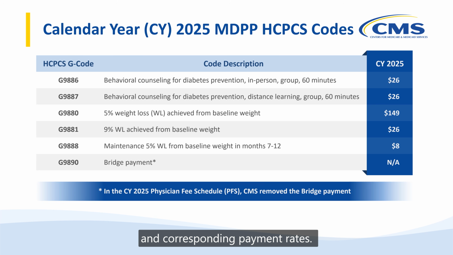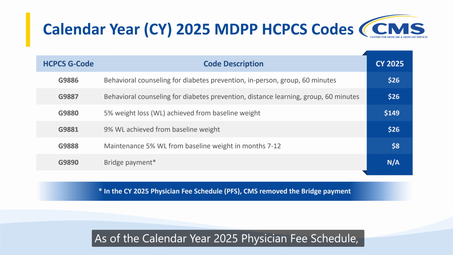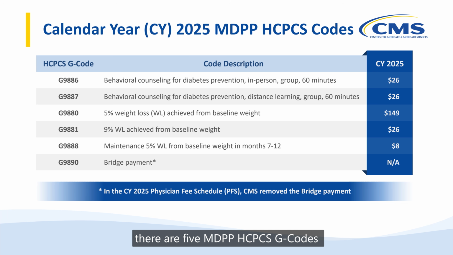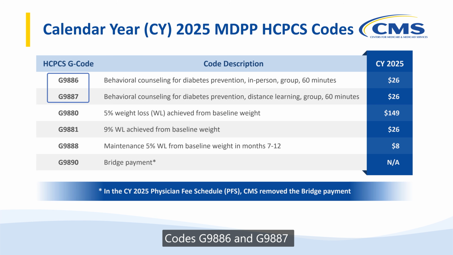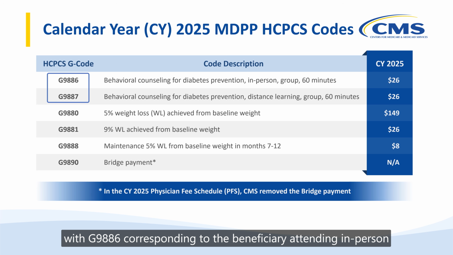and corresponding payment rates. As of the calendar year 2025 physician fee schedule, there are 5 MDPP HCPCS G codes split across these 2 service types. Codes G9886 and G9887 are used for beneficiary attendance, with G9886 corresponding to the beneficiary attending in person and G9887 for the beneficiary attending via distance learning.